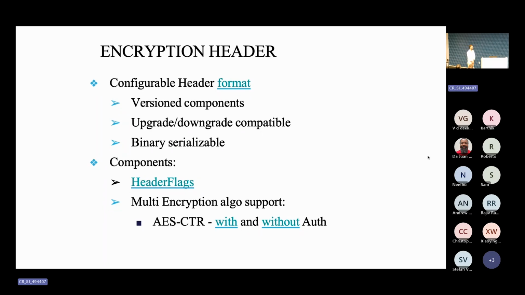The header flags are what make header evolution easier. They support information like what algorithm you are using, whether it's authenticated encryption or non-authenticated encryption. It has a version definitely, to evolve it. And as mentioned here, we started with a non-authenticated encryption.